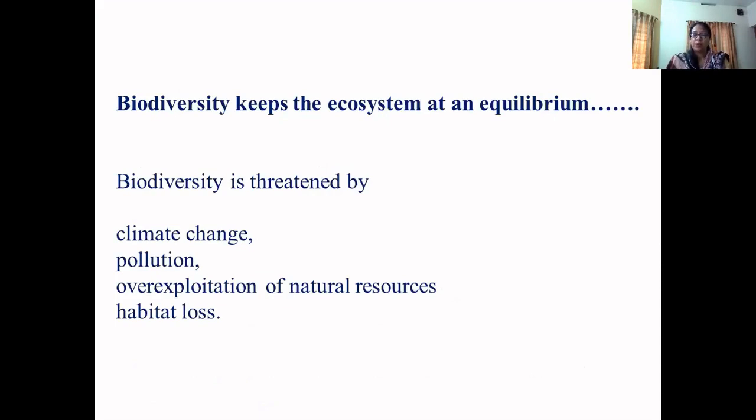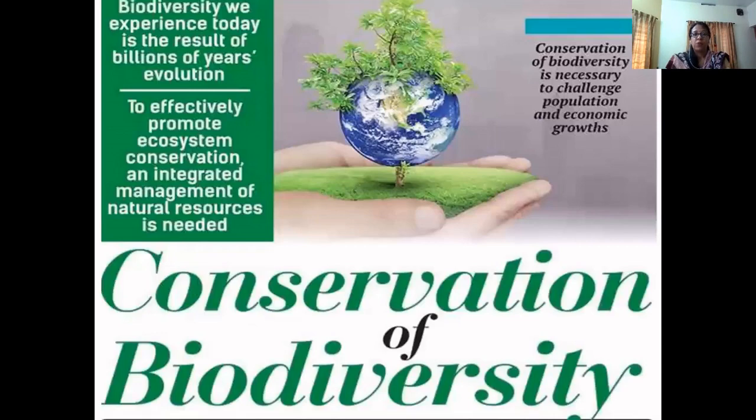As we all know, the biodiversity or the variety of plants and animals is being threatened by a lot of problems like climate change, pollution, overexploitation of natural resources, and obviously habitat loss. So what we have to do is conserve the biodiversity. The biodiversity we experience today is the result of billions of years of evolution. To effectively promote ecosystem conservation, an integrated management of natural resources is needed. So let's all play our role in conserving the biodiversity.